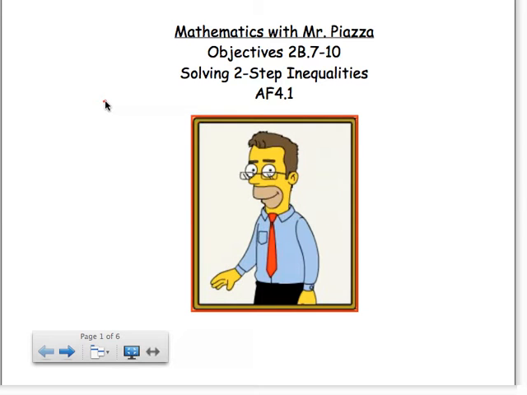Hey there, Kipsters. We're looking at objectives 2B.7 through 10. That's solving two-step inequalities. So those are things that are not equal, such as less than, greater than, less than or equal to, or greater than or equal to. You're going to see the steps are really similar to what we did before.